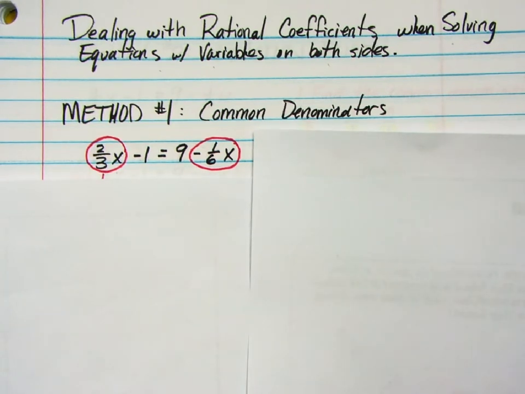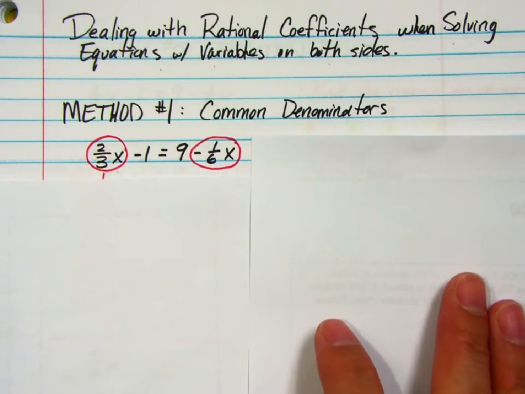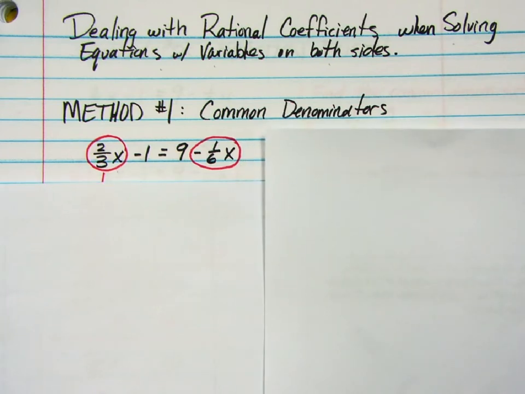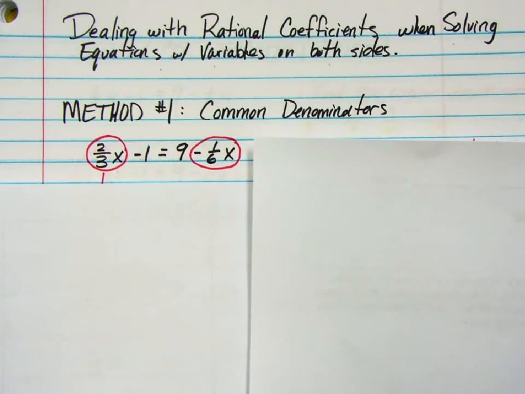So there's two methods I'm going to show you today. It's just brief, so make sure you do copy everything down in your notes, and then we're going to talk more about it in depth tomorrow. So the first way, method number one, is just to use common denominators.